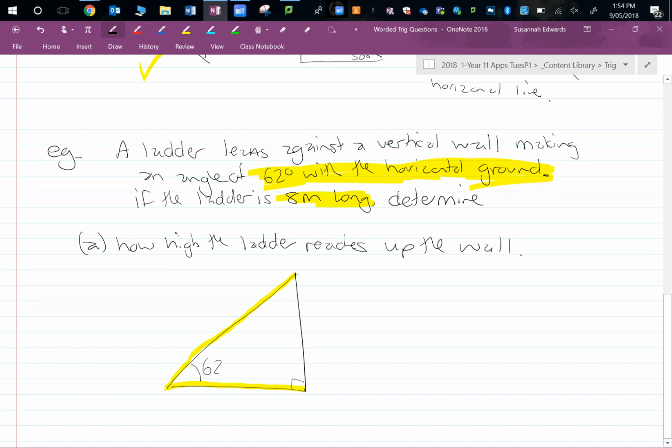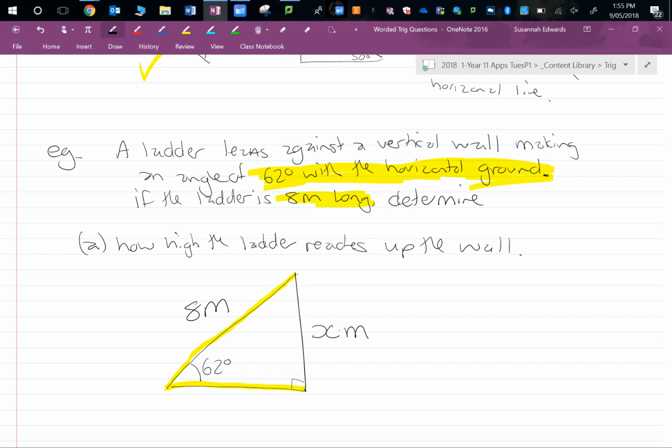So this is 62 degrees. The ladder is 8 meters long. Which line are we talking about? The hypotenuse. And our question says how high the ladder reaches up the wall. So which side are we looking for? The wall, X. Everyone okay with that? Now that we've got a picture, this is just a right angle triangle. We can just use SOHCAHTOA to find it.